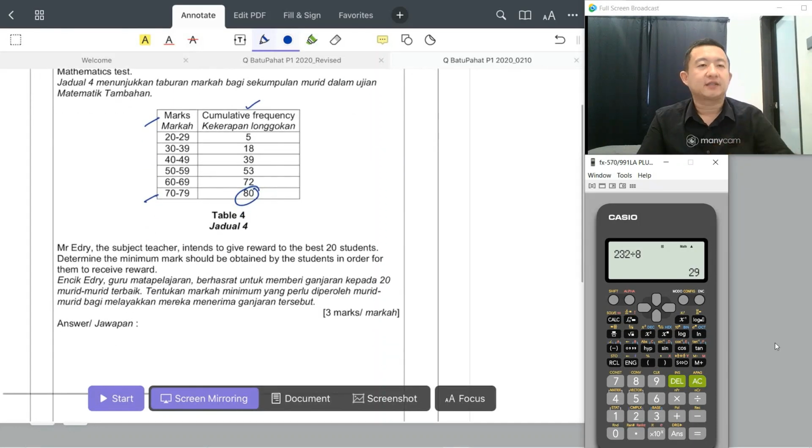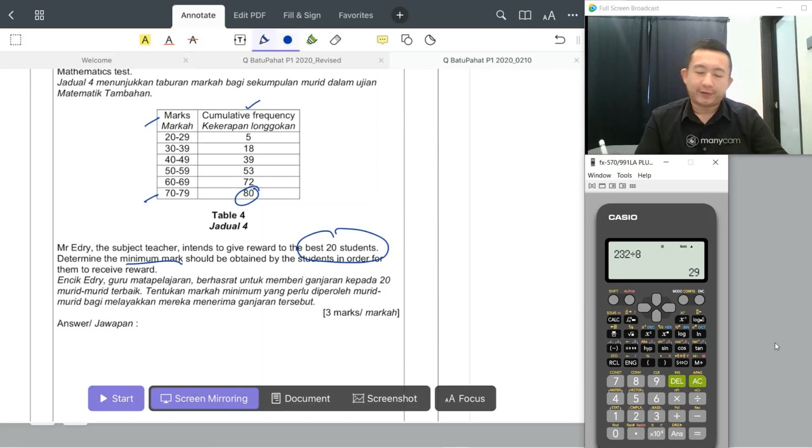Okay, Mr. AD, the subject teacher, intends to give a reward to the best 20 students. Determine the minimum mark one should obtain to be among the best 20 students to receive the reward. So 80 students in total, we need to find the best 20 out of 80. Now, think about this. 20 out of 80, isn't that 1 over 4? My question to you: are we looking for Q1, the first quartile? What do you think? Best 20 students, is it Q1?